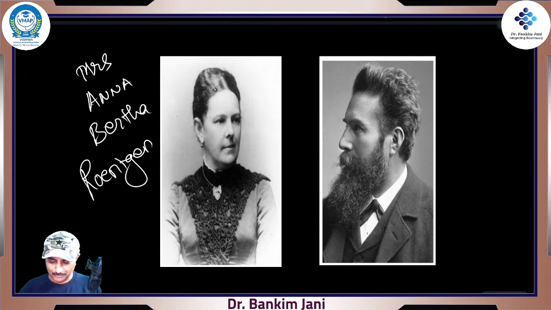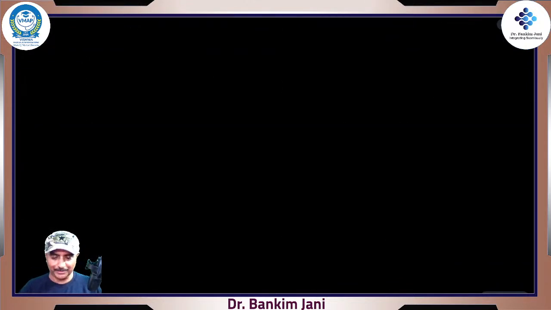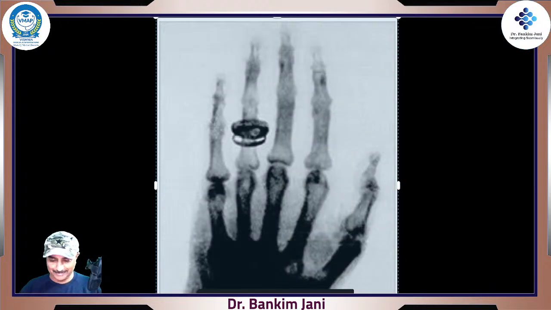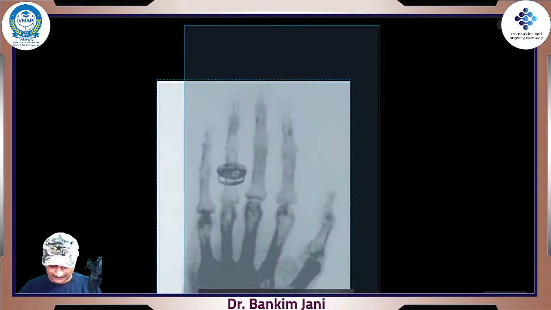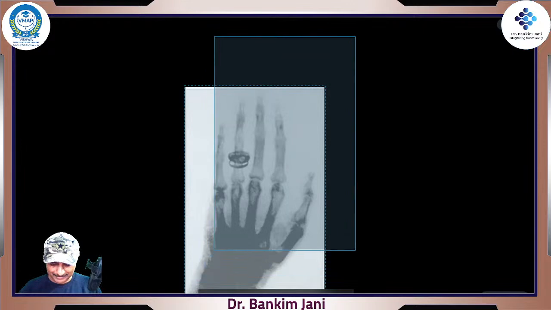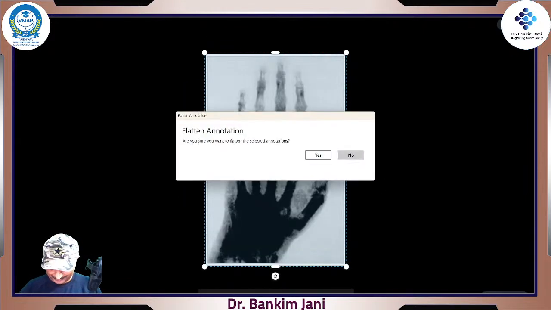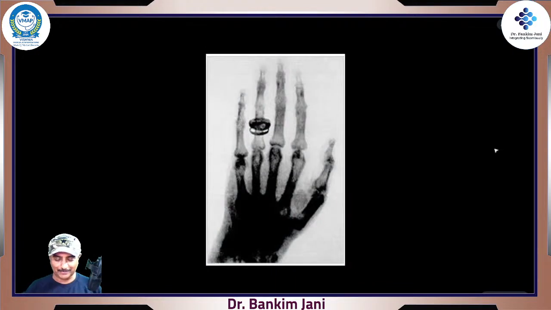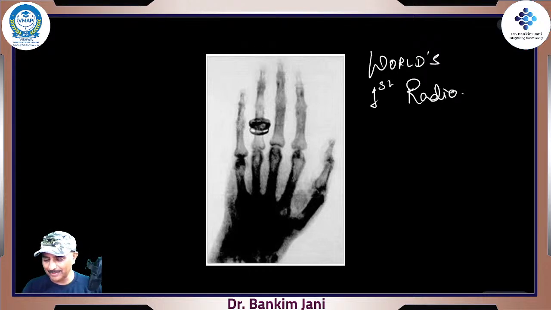What you are about to see is the world's first radiograph, or the world's first official X-ray which was taken. And this X-ray is still considered one of the most valuable X-rays, the first X-ray. This is the X-ray of the hand of Anna Bertha, and the wedding ring became world famous. So this is the world's first X-ray, or the first radiographic image. And that is the true name, radiographic image.